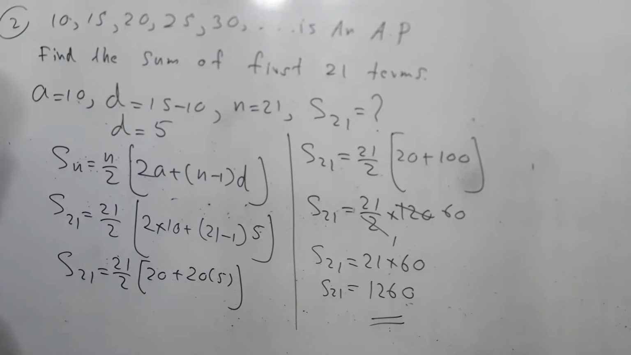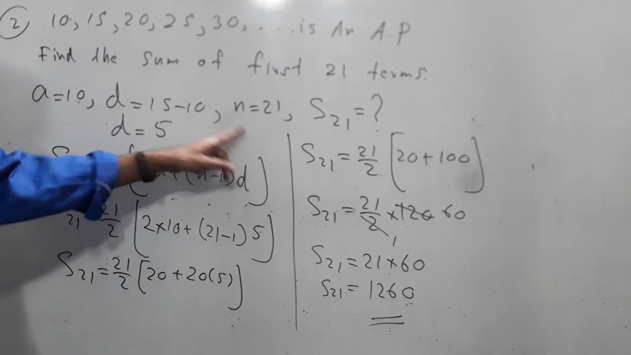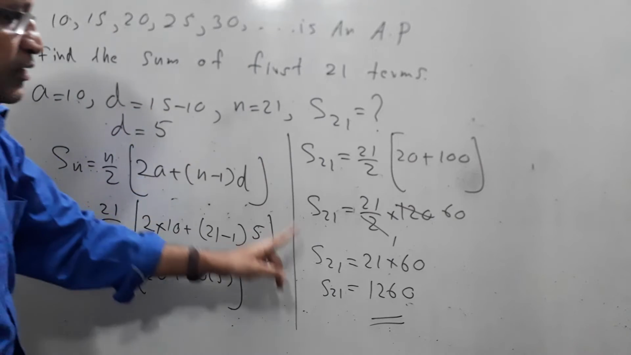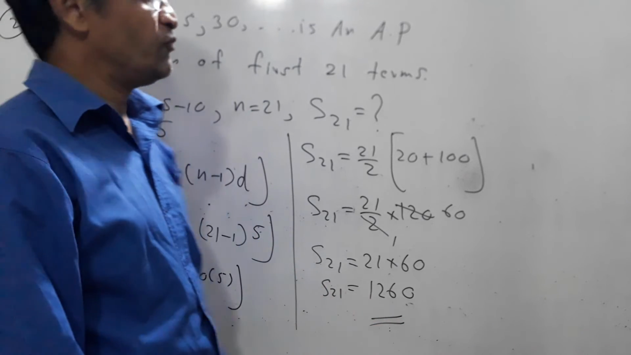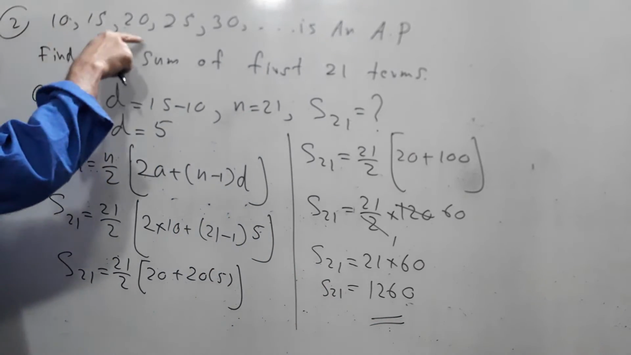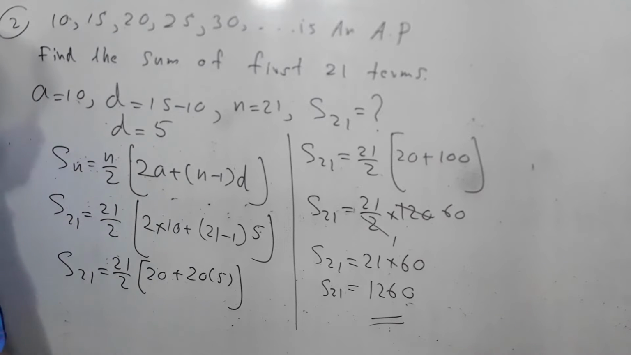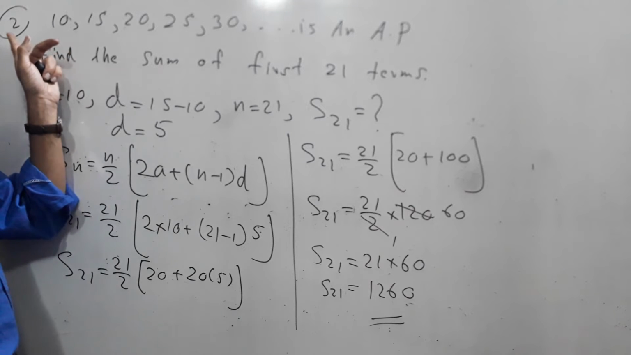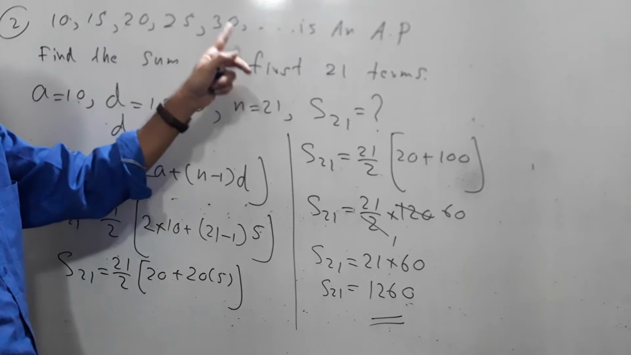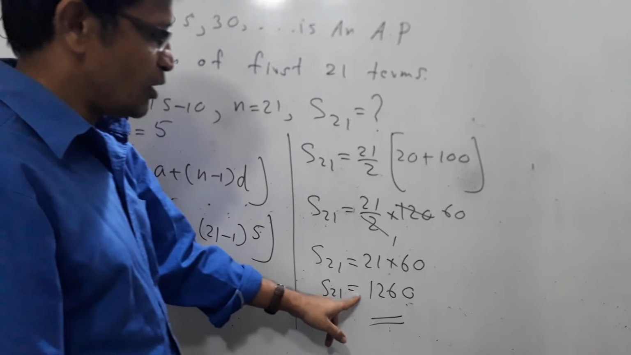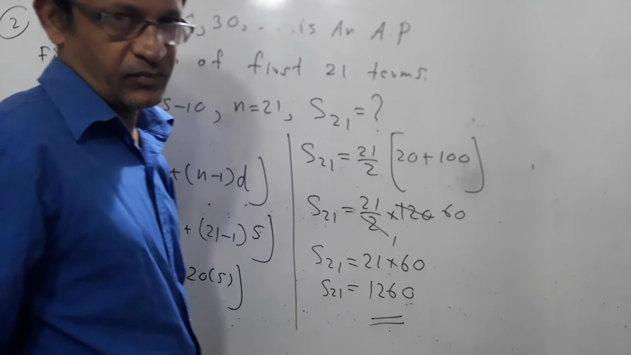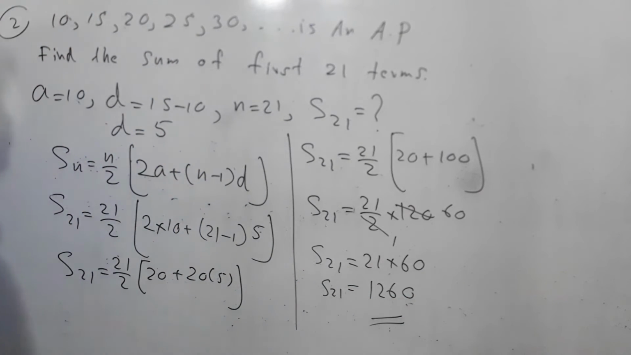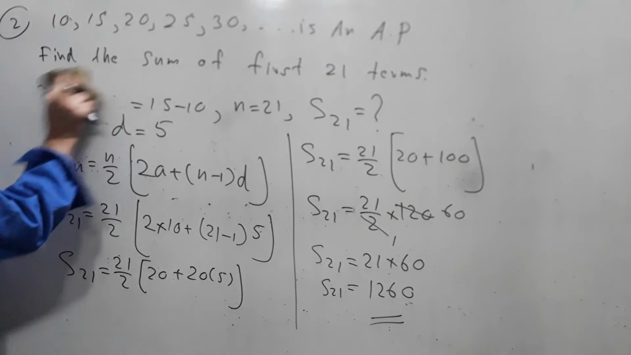That means the sum of the first 21 terms of this progression is 1260. So if you write each term one by one, up to the 21st term, and add those terms, you will get the sum 1260. Clear? Right. Now we'll do one more question.